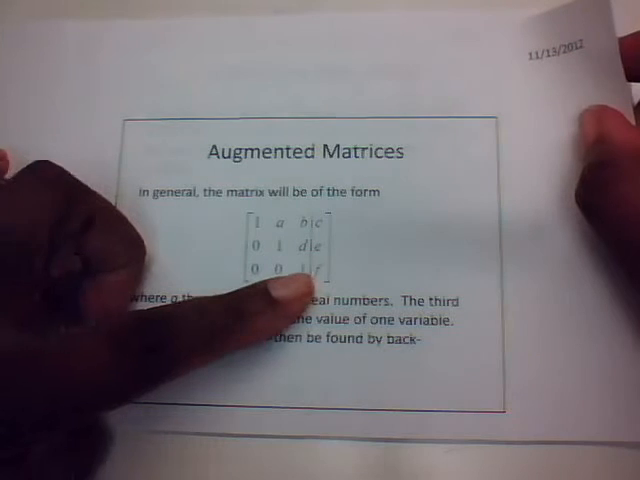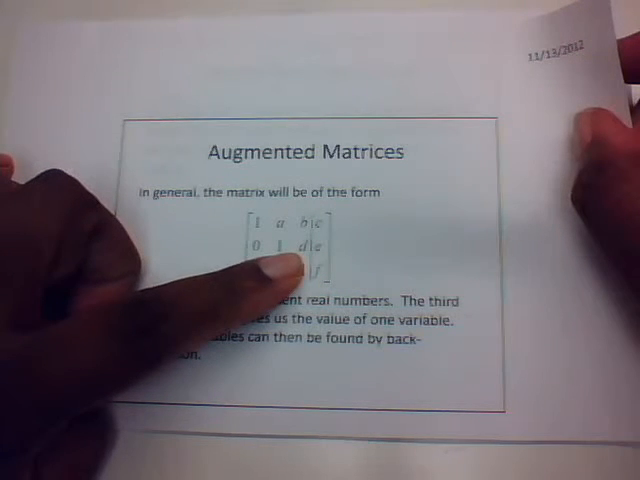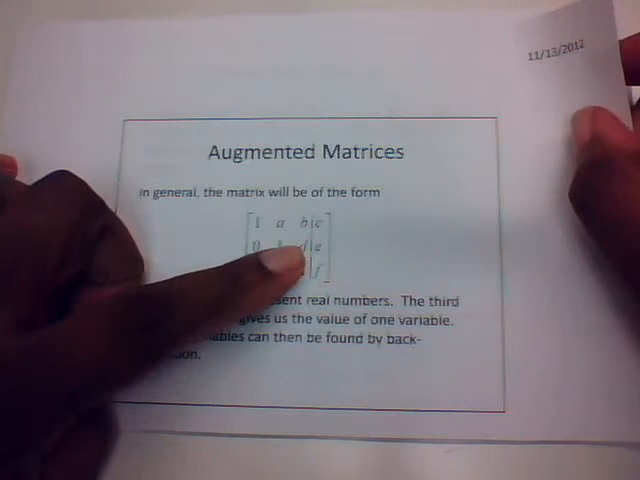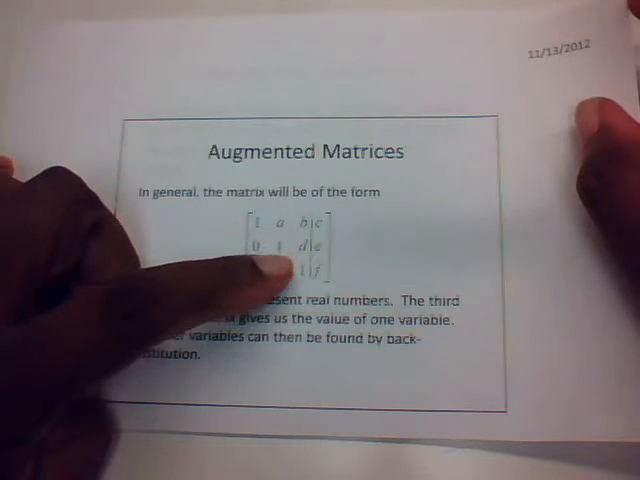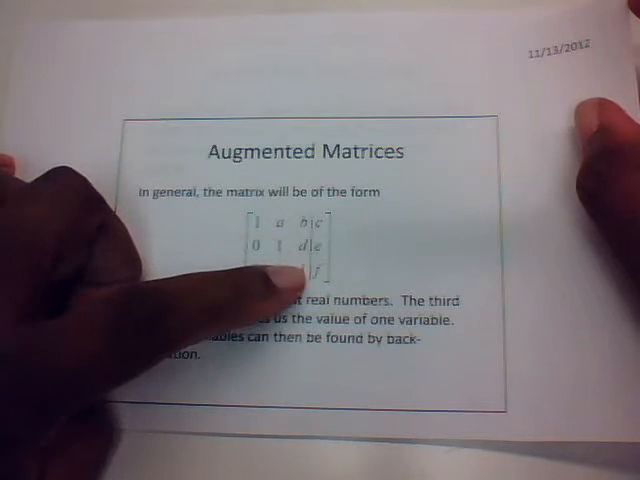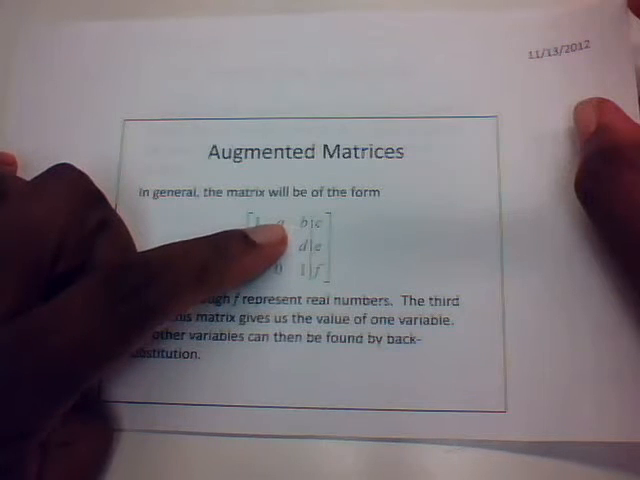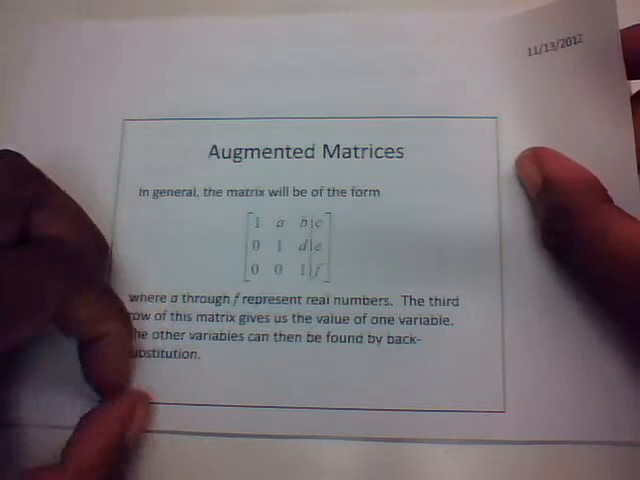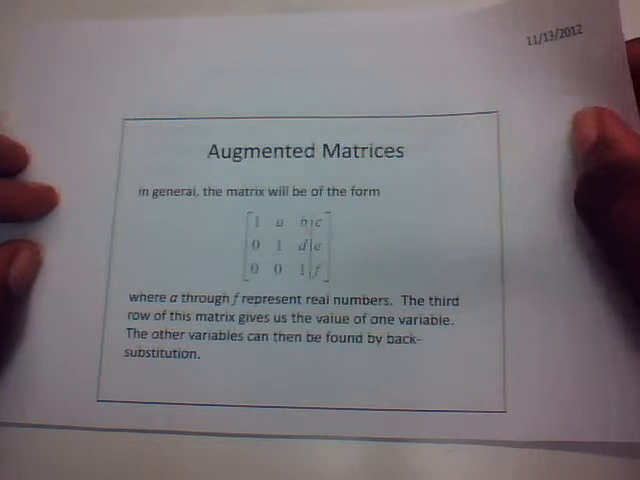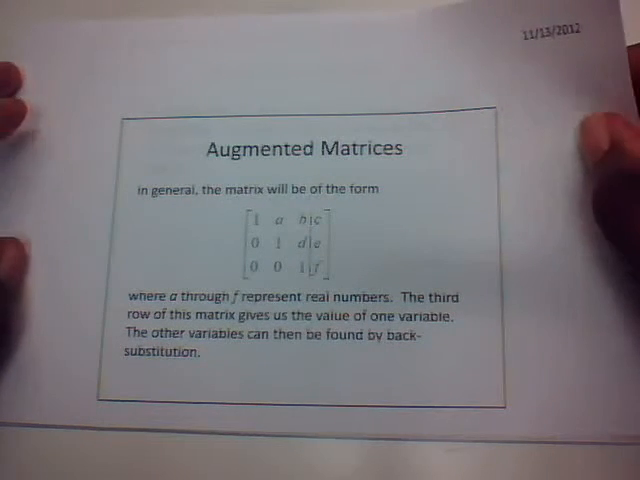Because we'll substitute the value for z in the second equation to find out what y is. Once we find out what y is, we'll take the values of y and z, put those in for the y and the z in the first equation to find out what x is. This is what we call back substitution.